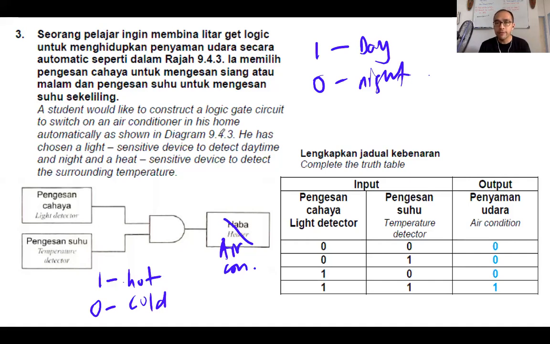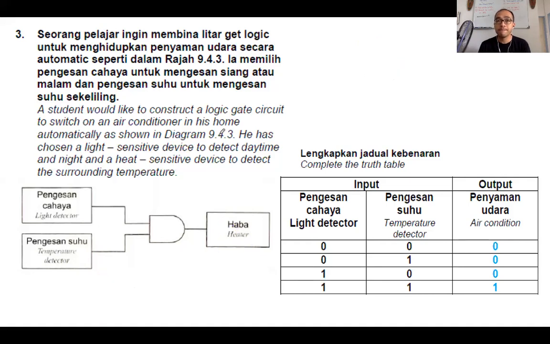But what if I want the situation to be that I want the aircon to turn on automatically if it is day or if it is hot? Then this gate cannot be used, because this is the AND gate. I cannot use the AND gate. If I want either daytime or hot, then I will have to use an OR gate.